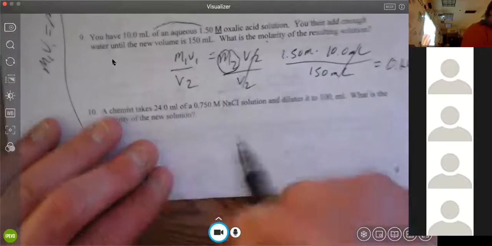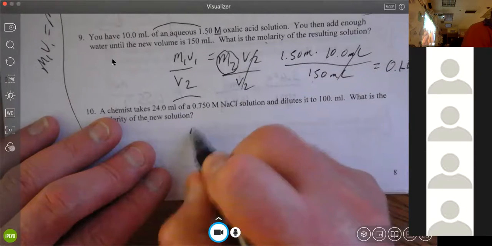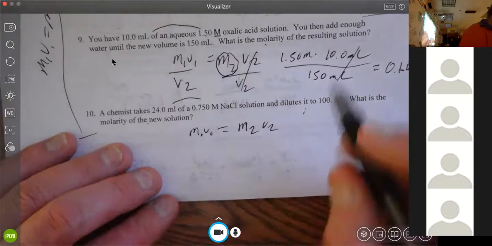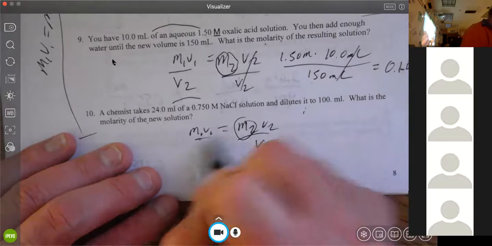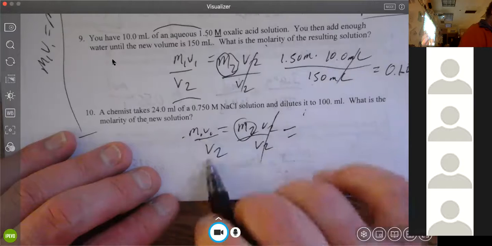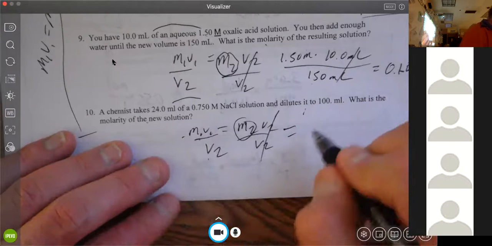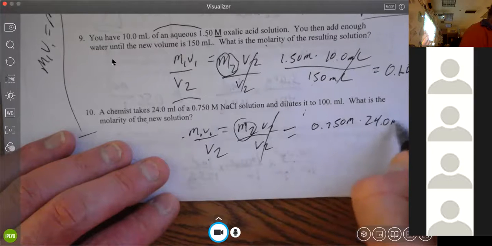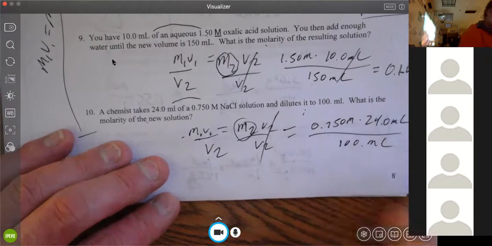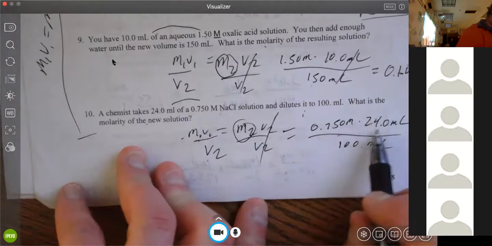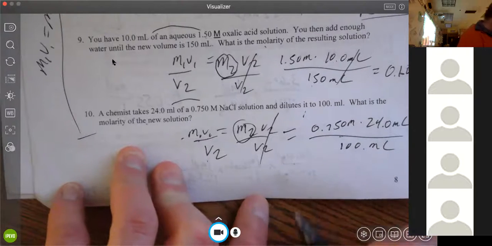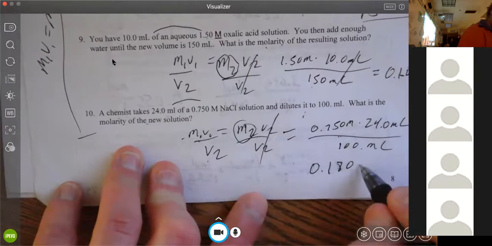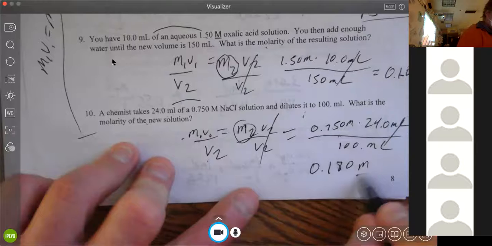A chemist takes 24 milliliters of this solution. These two go together. What is the molarity of the new solution? Again, we are looking for the molarity of the new solution. So M1V1 over V2. M1 is 0.750 molar. V1 is 24.0 milliliters, all over 100 milliliters. 0.75 times 24 divided by 100 is 0.180. Milliliters cancel out. We're left with molarity.